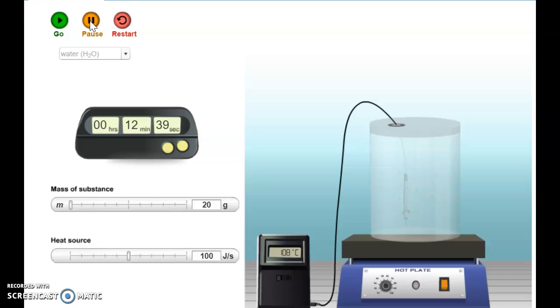All right, gas being gone, 12 minutes and 39 seconds. And that is at 108 right now. So that's for table 4. Table 5, we're going to go ahead and change the mass now.